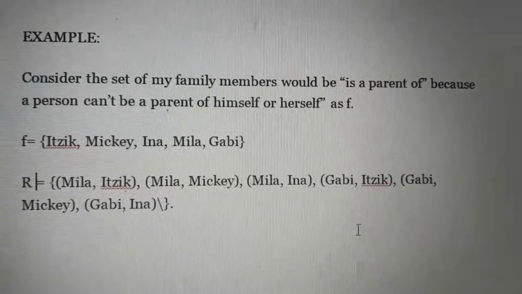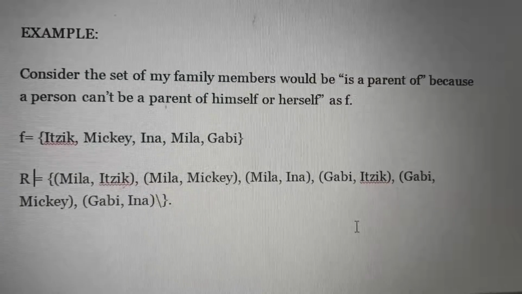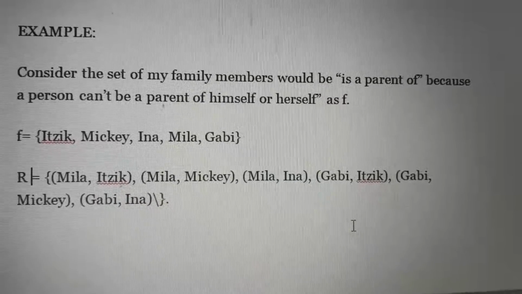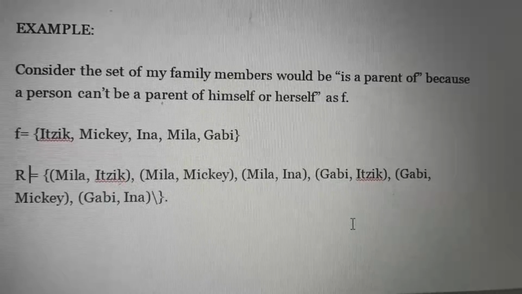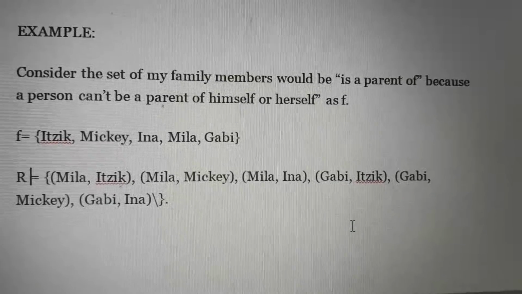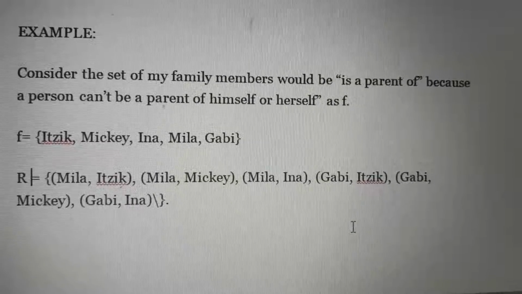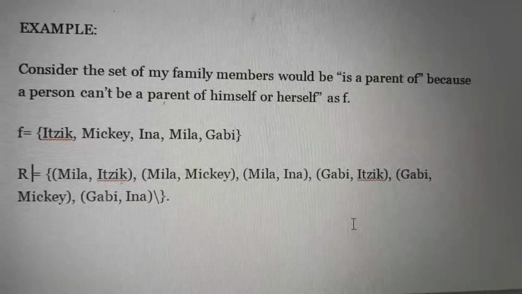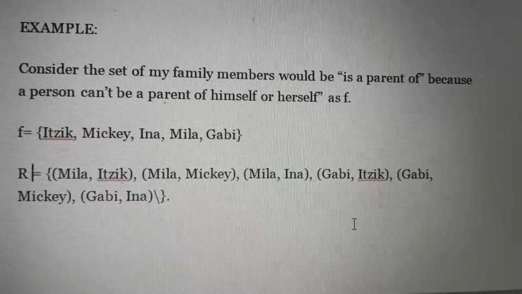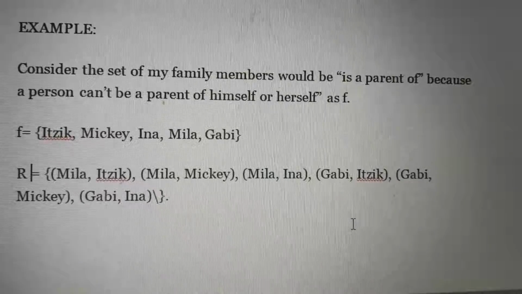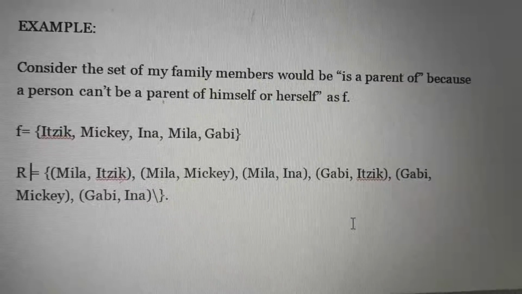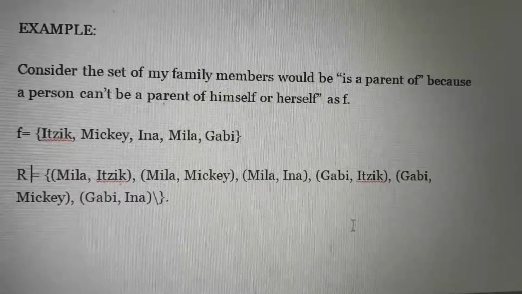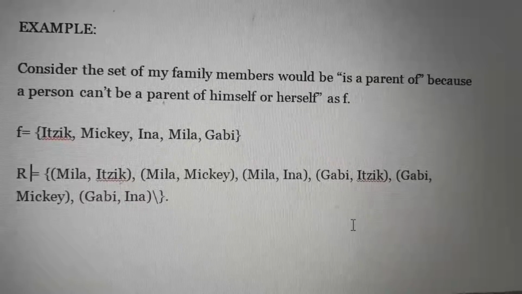So here we have an example na katulad din dun sa example kanina sa reflexive. Consider the set of my family members, with the relation "is a parent of," because a person can't be a parent of himself or herself, as F. Sabi dito, a person can't be a parent of himself indicates that x is always less than y, and x cannot be equal to the value of y.